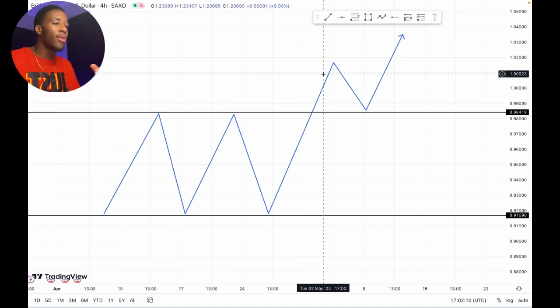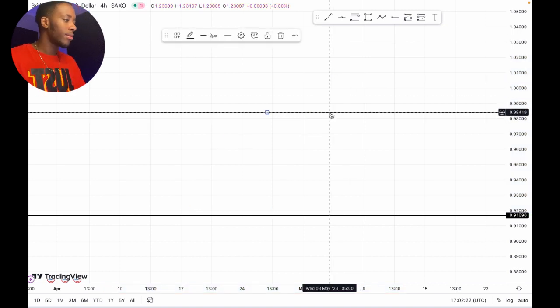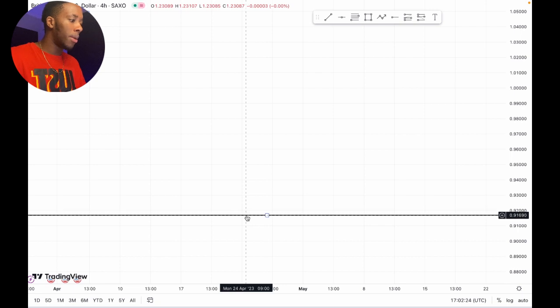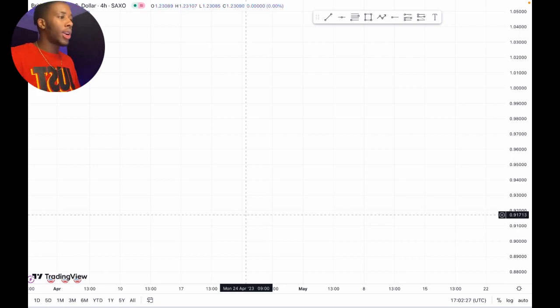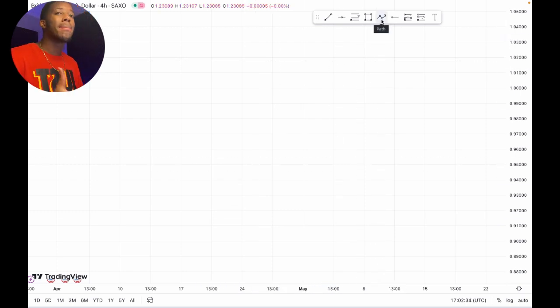This is an example of a ranging market. I'm going to show you an example of when the market is trending upwards and downwards. Before I tell you about how I trade upwards and downwards trends, it's important for me to teach you about what makes a trend. So I'll start with an uptrend. Okay, no, wait, let me just cover this first.